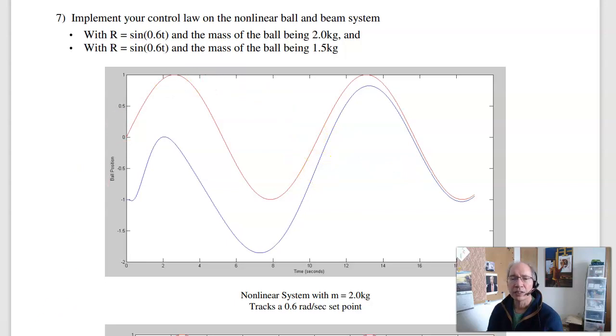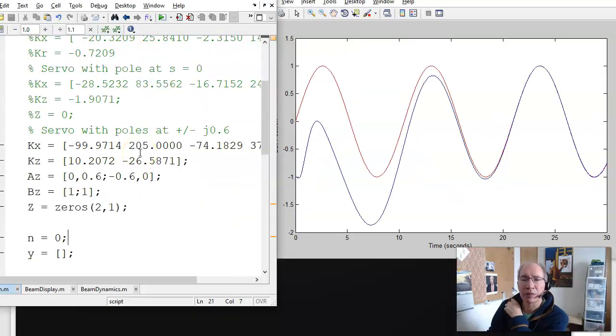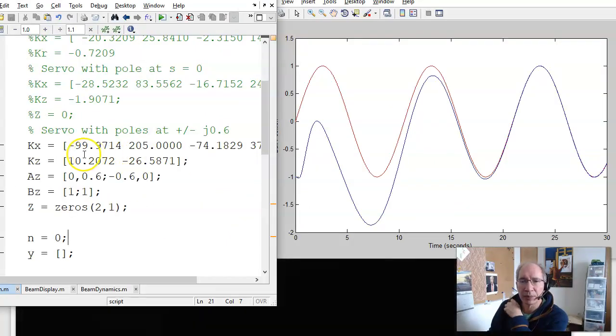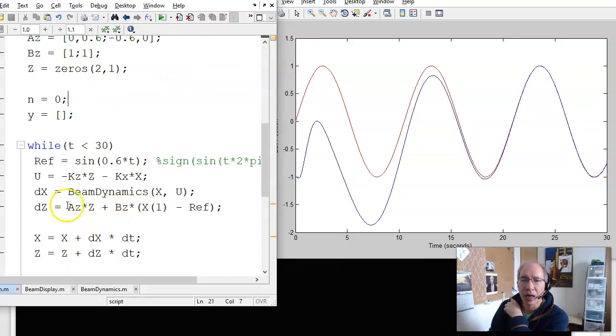On the nonlinear system, I have to modify the calling routine. Here's my feedback with respect to X, with respect to Z. AZ is now a 2 by 2 matrix. Poles are plus minus j0.6. BZ is something controllable, and my servo has 2 states. My control law is still minus Kz times z minus Kx times x. The servo dynamics are now Az times z plus Bz times the difference between the output and the set point.